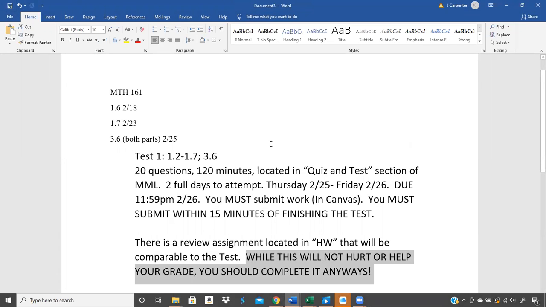Again, ignore those dates if you saw them. Remember that these are our dates, Thursday the 25th and Friday the 26th for that test. We've already covered all this stuff earlier, so I don't want to do it again because we should be at time at this point. So if you have any questions, please email me and we will see you next class.